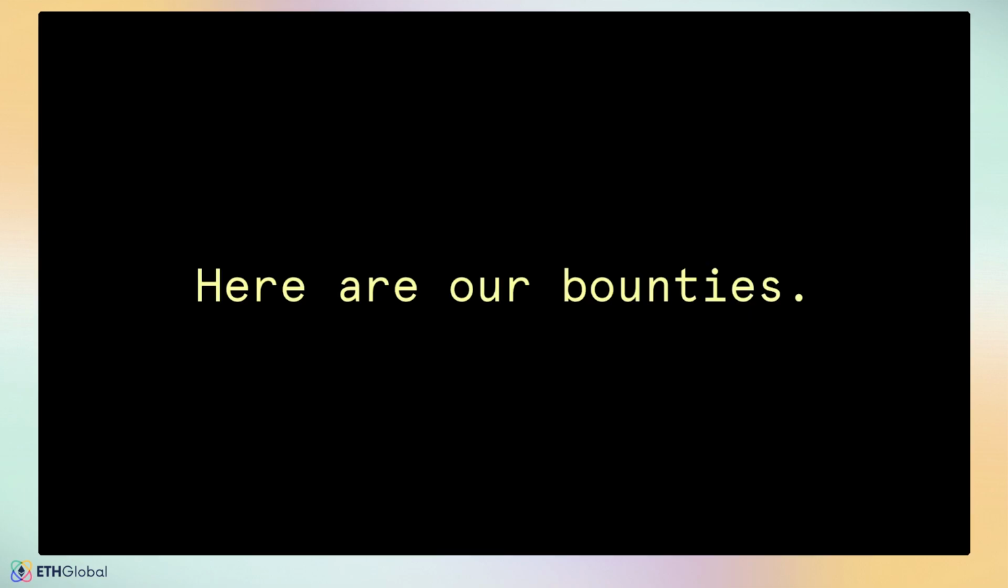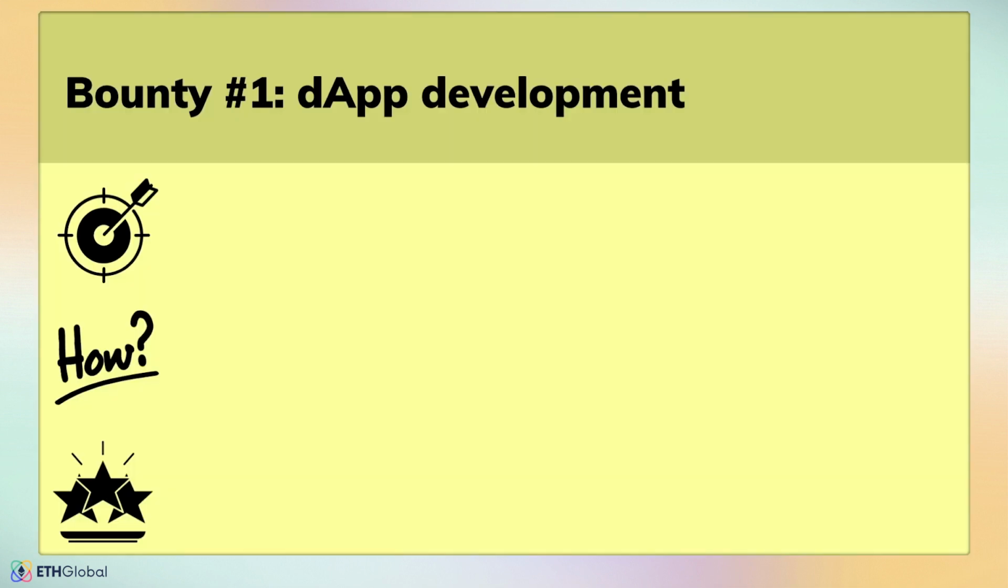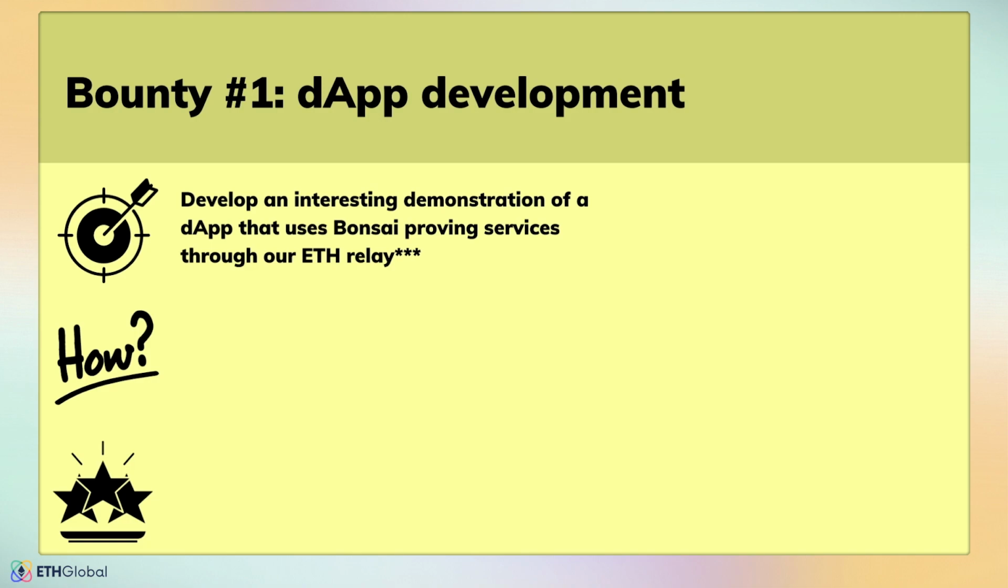So we've got a couple of bounties, and the first one is obvious. Let's do some dApp development. Here we're looking for kind of an interesting demonstration of a dApp that uses the Bonsai proving services through our ETH relay. And it doesn't necessarily have to be something that's an incredibly beefy off-chain computation. It could just be something that allows you to make a dApp that's slightly more complex. We also really love educational pieces that are really clean, well-documented demonstrations of simple use cases.